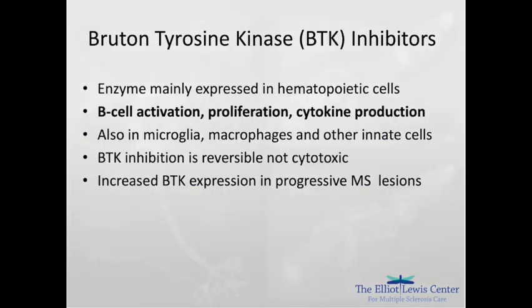So BTK inhibitors, Bruton tyrosine kinase, and it is mostly expressed in hematopoietic cells. And it's really important for B cell activation. So BTK ends up being crucial for causing inflammation. And BTK is in microglia, and particularly in activated microglia. So if you can block the action of BTK, you may be able to affect chronic inflammation.